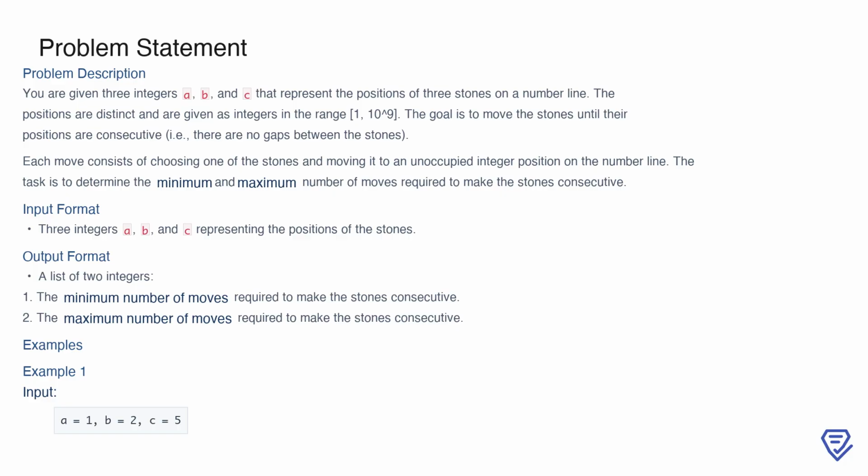The challenge here is to calculate two values: the minimum number of moves needed to make the stones consecutive, and the maximum number of moves it could take to do the same. The input consists of three integers representing the positions of the stones, and the output will be a list of two integers. The first integer in the output represents the minimum moves, and the second represents the maximum moves. Let's explore an example to understand this better.